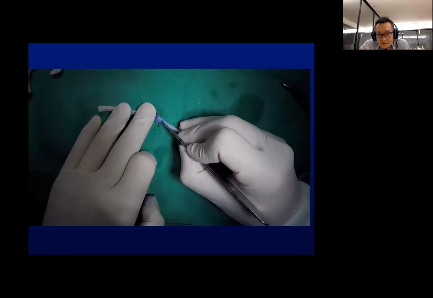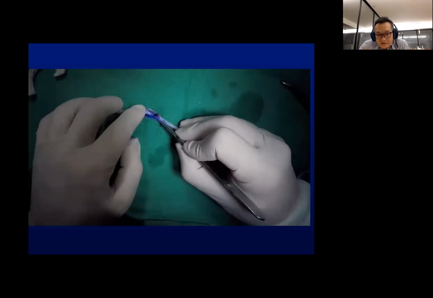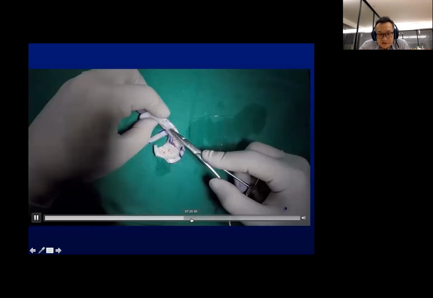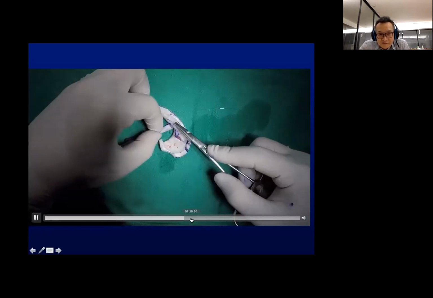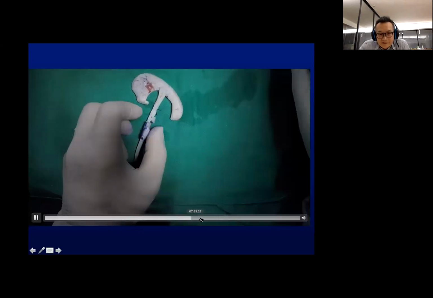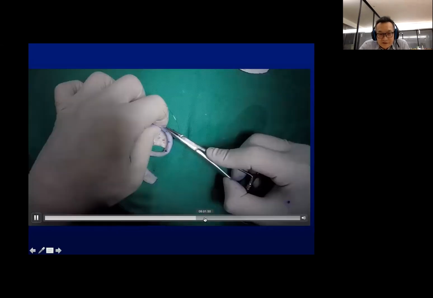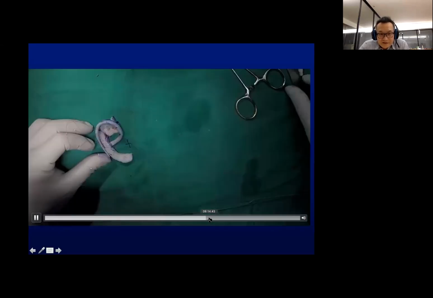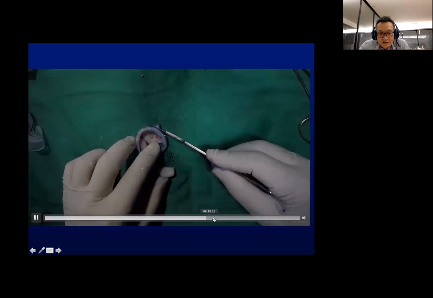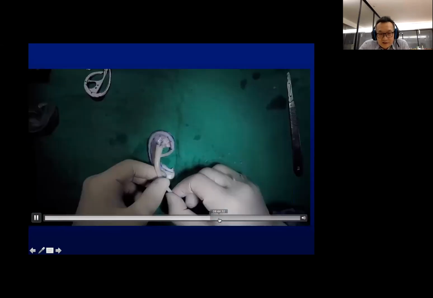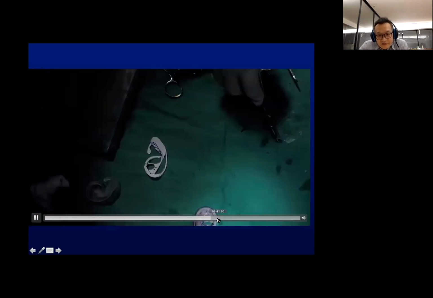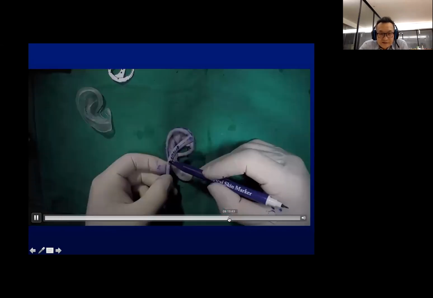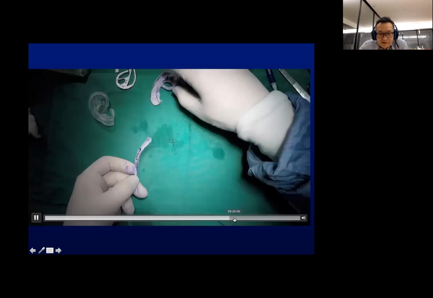The framework should be strong enough to tolerate the tension of the skin envelope, so you can maintain your framework under a little bit tense skin, so you can get a long-term good outcome. Otherwise, after elevation surgery, you may observe the collapse of your framework.